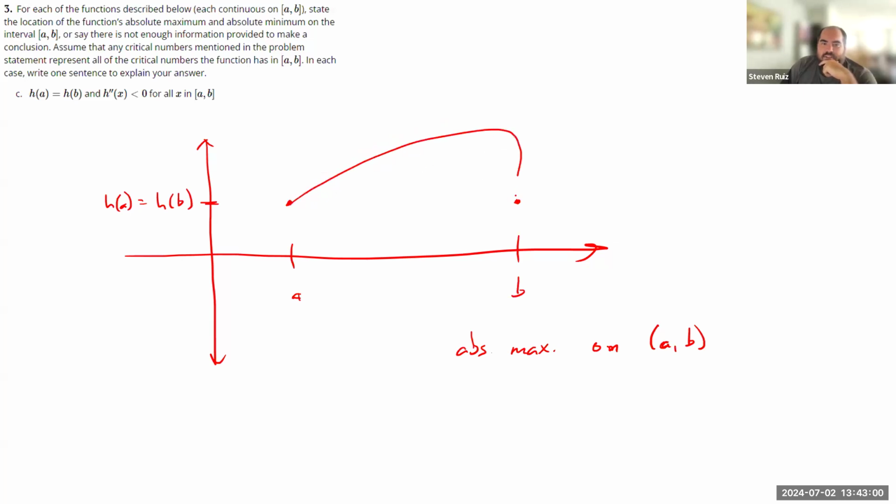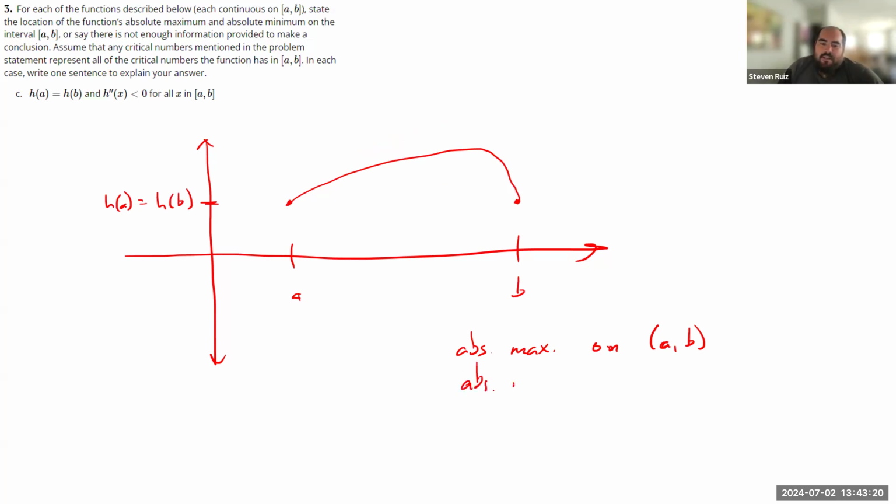What if I go even more drastic? That's not a function. But that's also concave down. And I could do the same thing on the other side. Basically, what I'm illustrating here is that I could make the X value of the absolute max as far left or as far right as I want, but I can't have it occupy A or B.